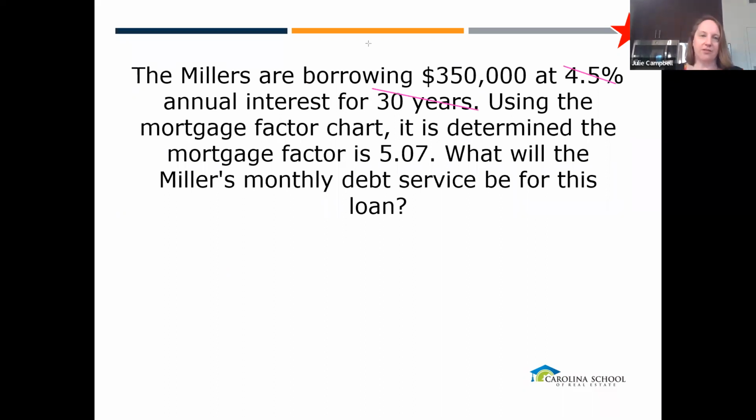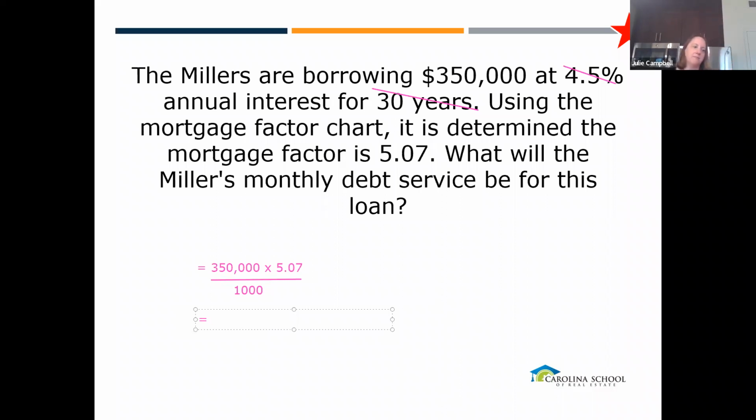So the formula tells us to find our monthly principal and interest. We take the loan amount. They're getting a loan for $350,000, and they give us the rate factor of 5.07. So again, either they're going to give you that or they're going to give you the information you need to find it. And then the third piece of the formula, loan amount times the rate factor divided by 1,000.